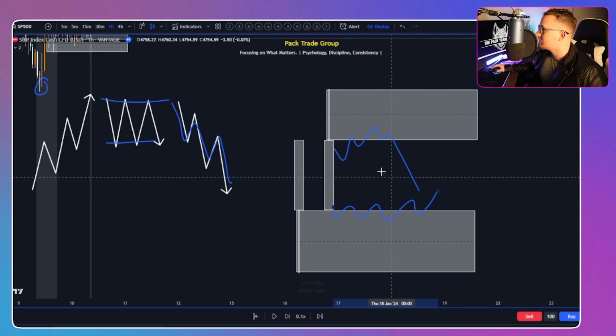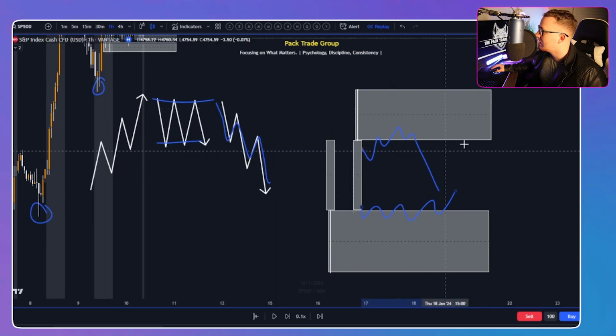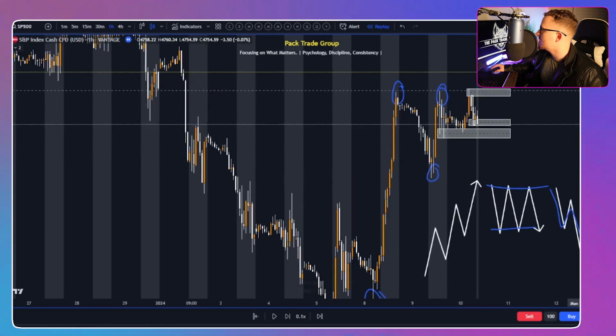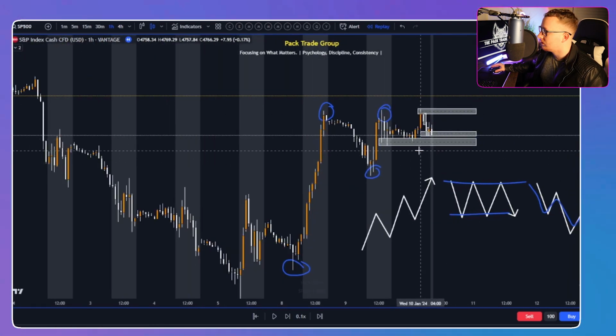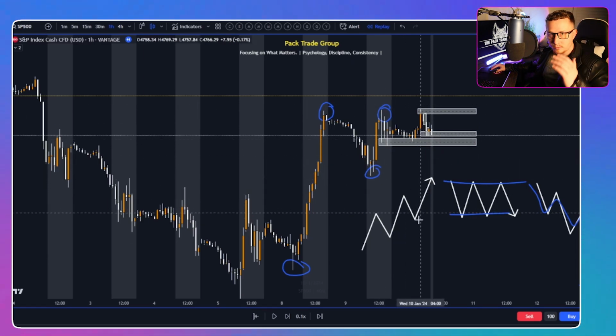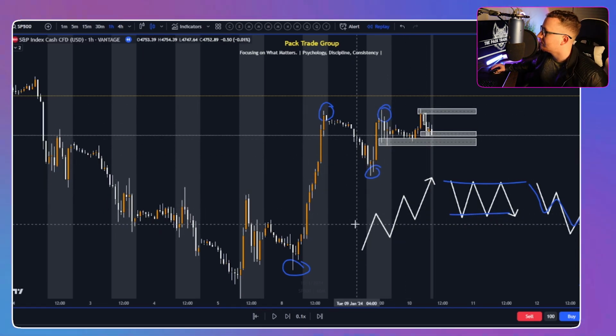So now that we understand market structure and we understand liquidity, let's use this into some examples here. I'm going to show you an exact trade that you could have taken. This was the 10th of January, so this is pretty recent. I'm recording this today, January 14th. So you can see here, question number one to the mechanical steps of this strategy. What is the market structure?